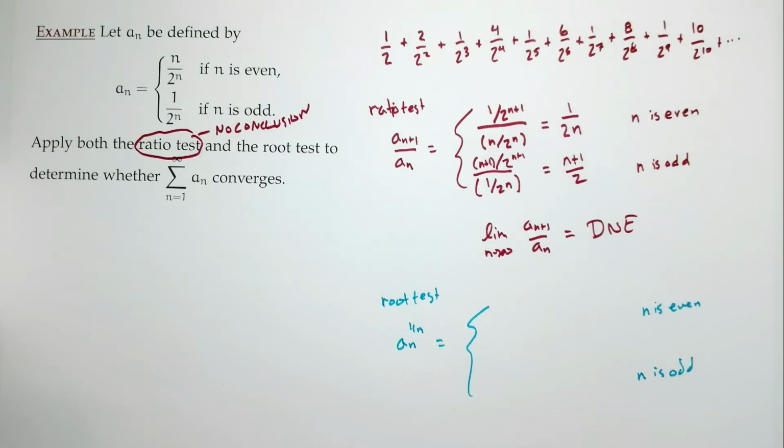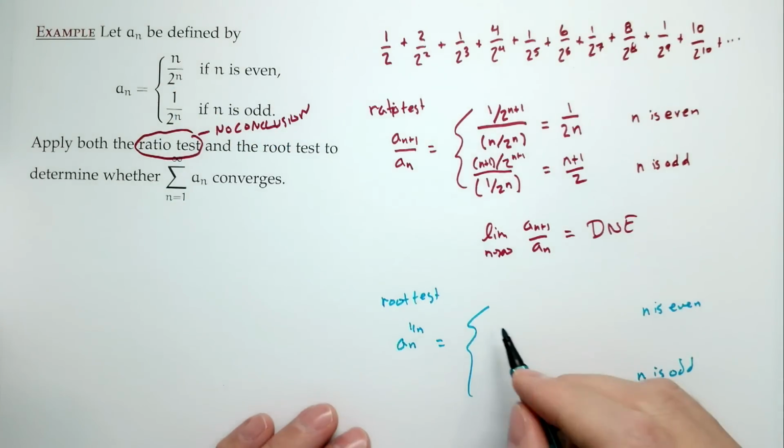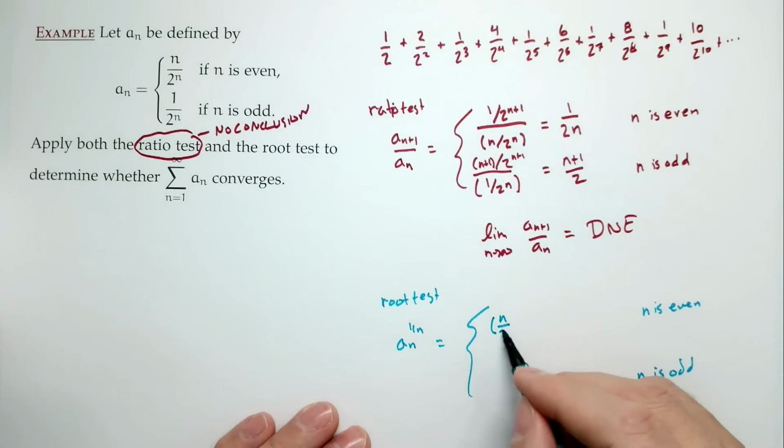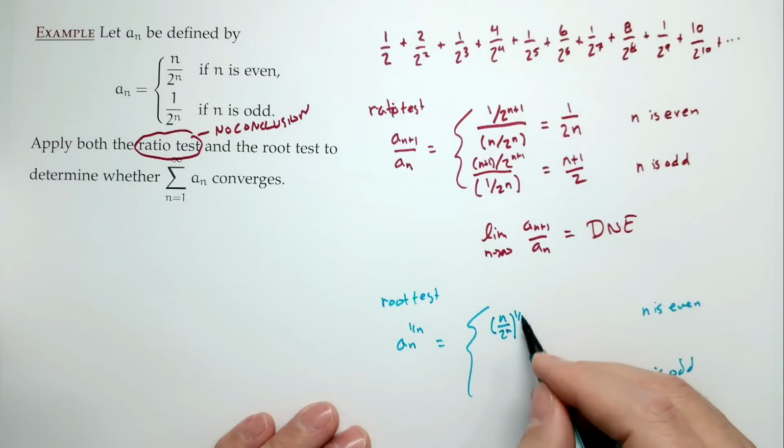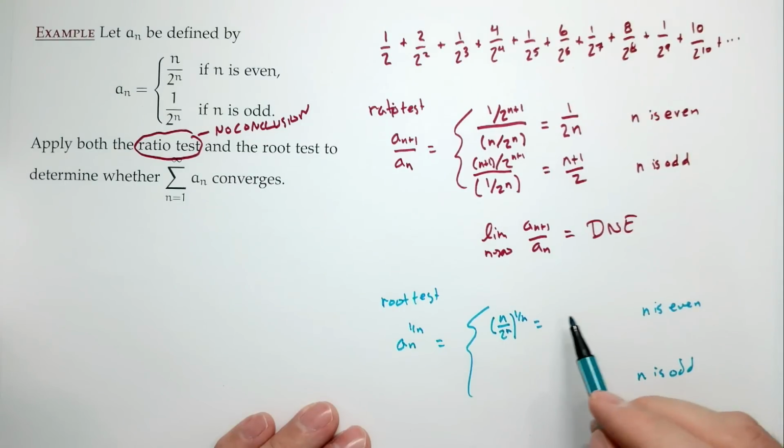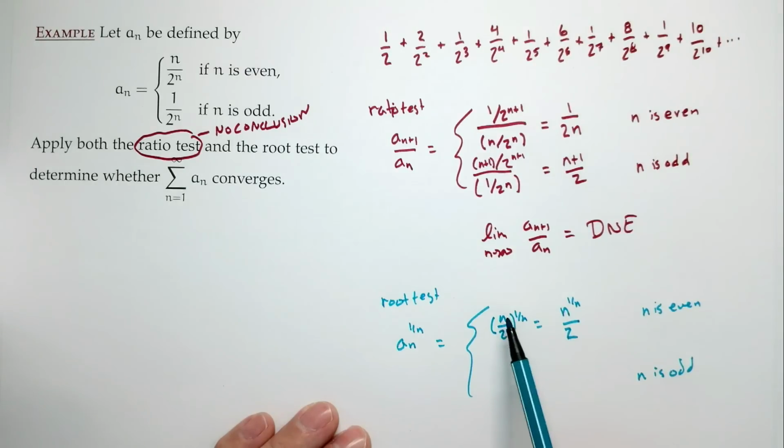Now, if n is even, then we have n over 2 to the n, to the 1 over n power, which is n to the 1 over n, over 2. Because I can take both the numerator and the denominator to the 1 over nth power. On the other hand, if n is odd, it's 1 over 2 to the n, to the 1 over n. Well, that's the same as 1 to the 1 over n, which is 1, and 2 to the n to the 1 over n, which is 2. So that's 1 over 2.